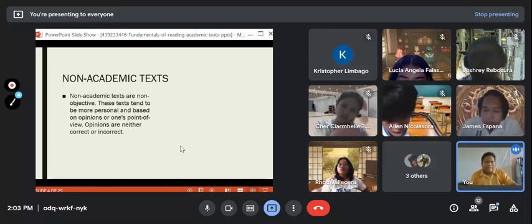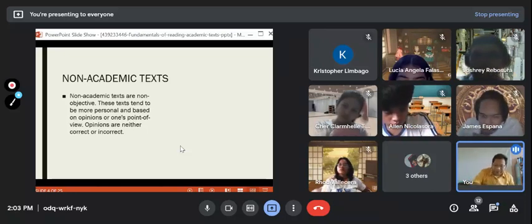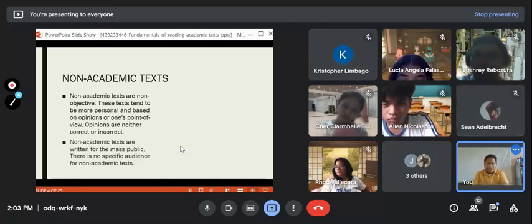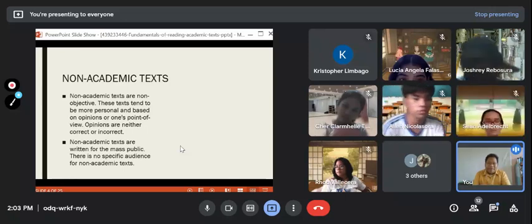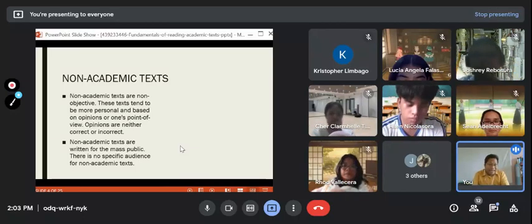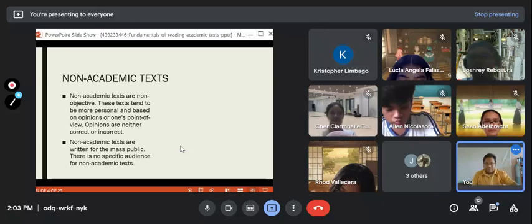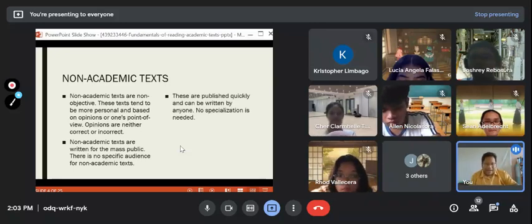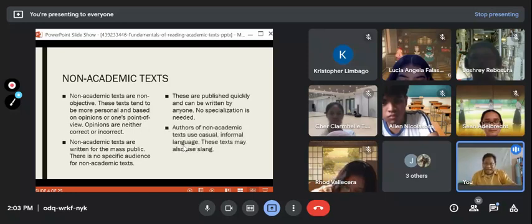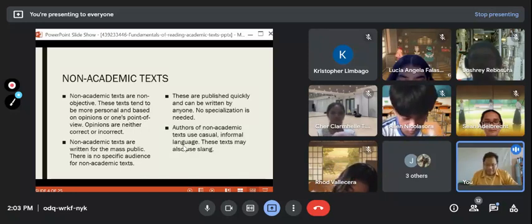Non-academic texts are written for the public. Since it is not particular to any field of specialization, the public acts as the audience, and no specialization is needed. The authors of non-academic texts use casual and informal language.